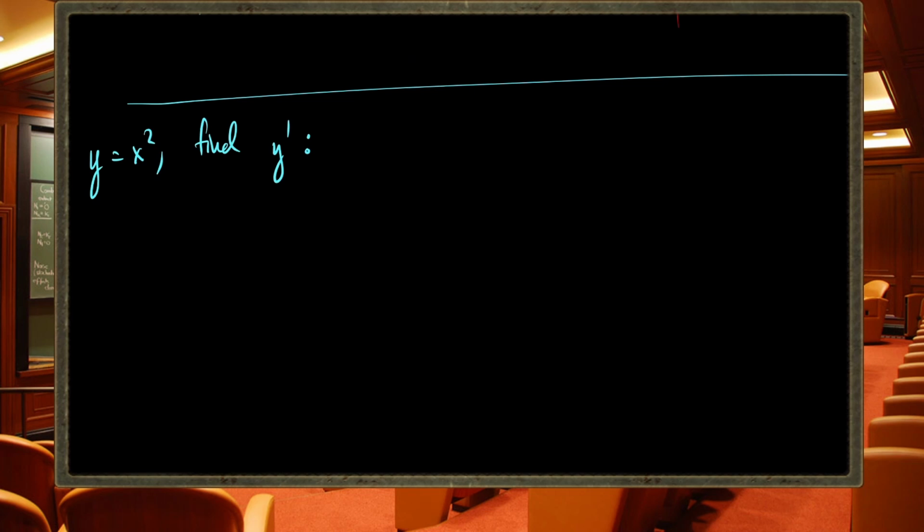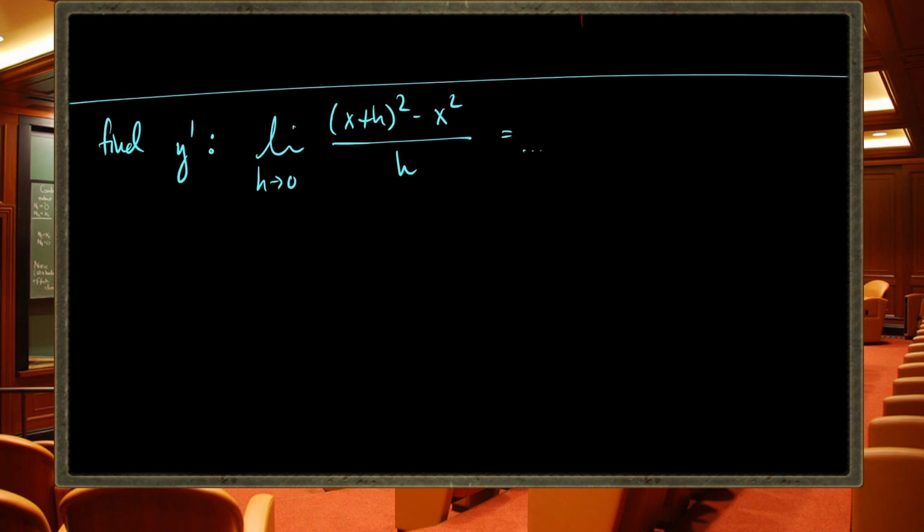And so we'd go through the difference quotient, letting the time interval go to 0, of x plus h squared minus x squared all over h. And we've done this a few times, so I'm just going to fast forward and let you know that we end up at 2x. Okay, so f prime of x is 2x.